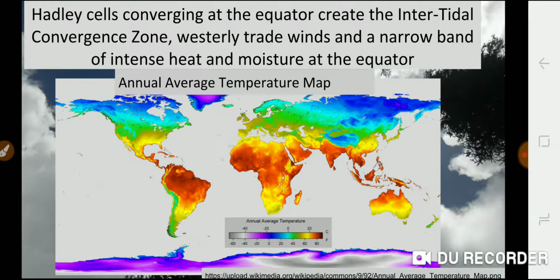Okay, so when we look at the temperature associated with these, we see that the Hadley cells converging at the equator create the intertropical convergence zone. So right around the equator, it's warmer, and there's a lot more moisture.